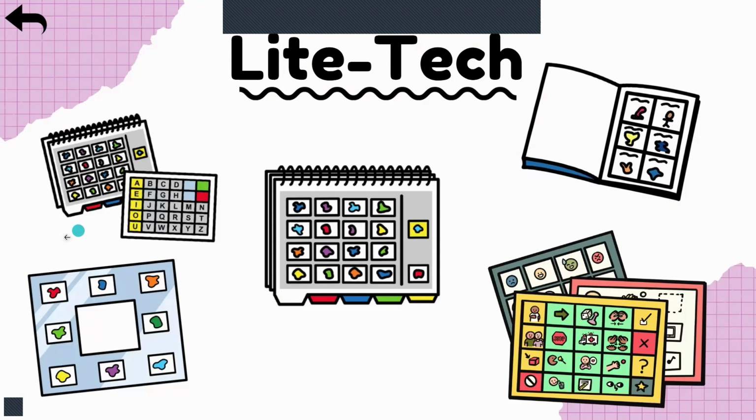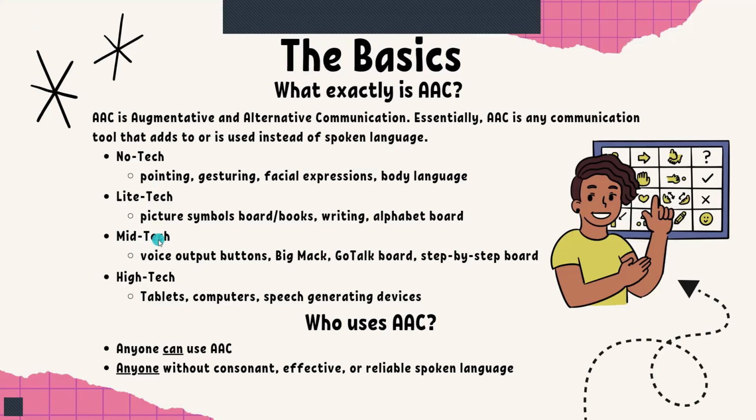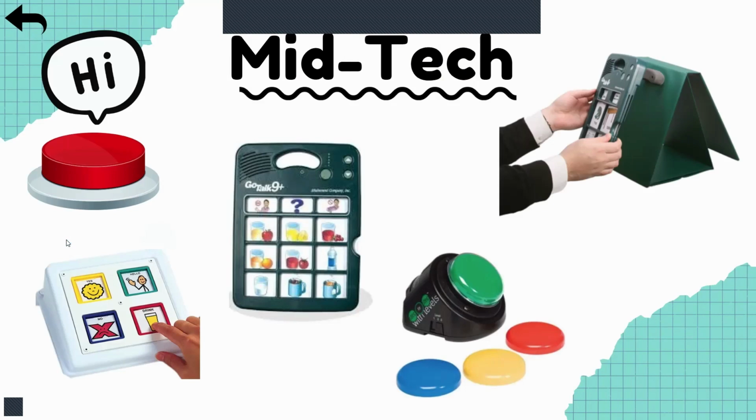Light tech. Light tech means no battery required. These include picture symbol books and boards, writing, and alphabet boards. That also includes things like text binders and icons. Mid-tech means it is battery operated. These are voice output buttons, Big Mac buttons, Go Talks, and step-by-steps.